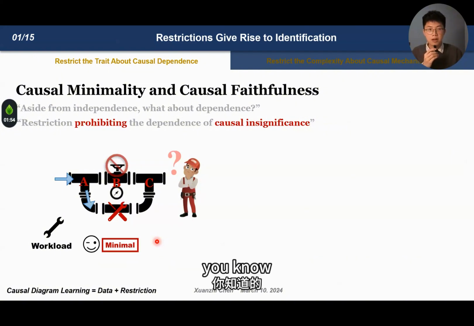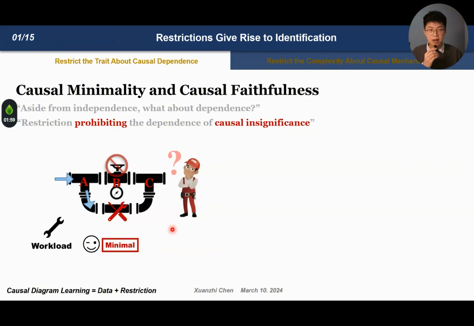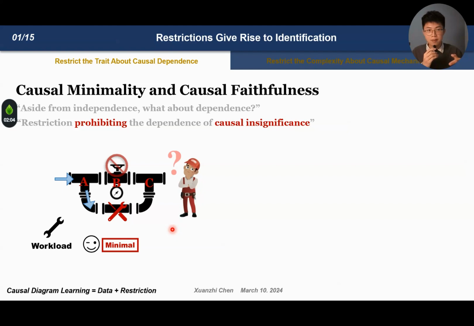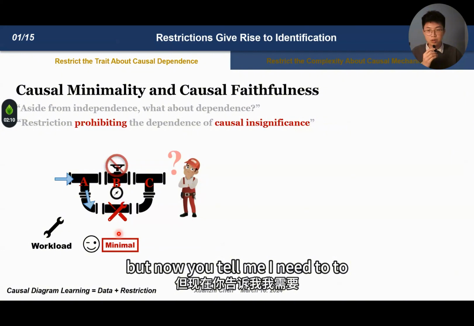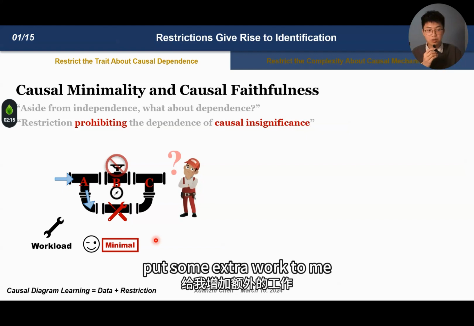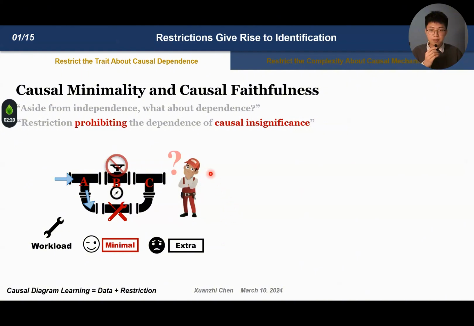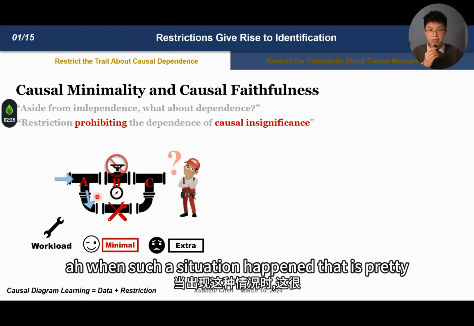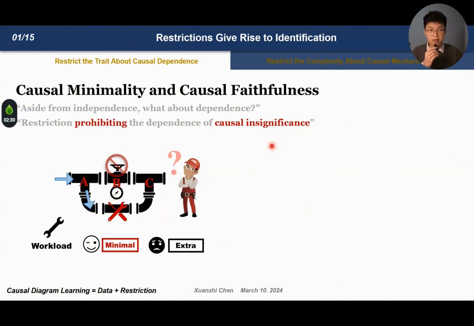Initially I wish for a minimal amount of work here, because I just need to check the direction of the water by turning the valve on or off. But now you tell me I need to further repair the pipe. That would certainly put some extra work on me, and I would not be delighted about that, right? So you see, the analogy here is that when such a pretty abnormal situation happens, we say it doesn't follow the causal significance.